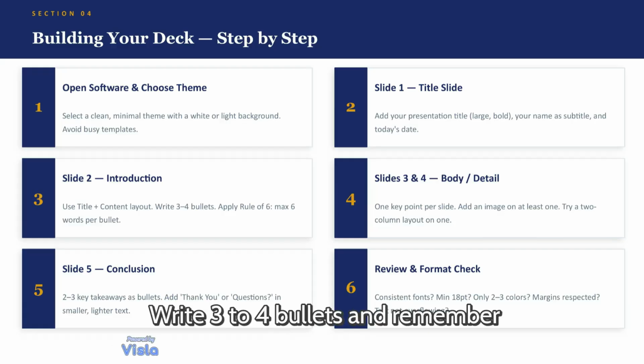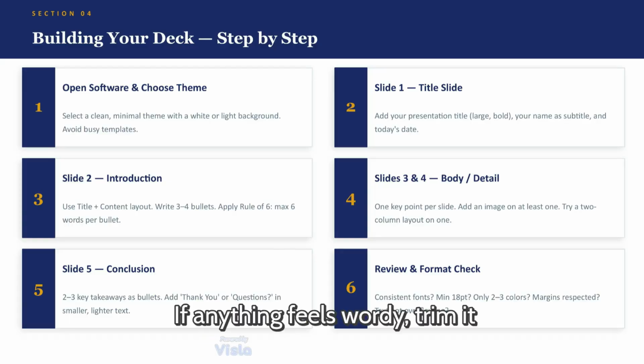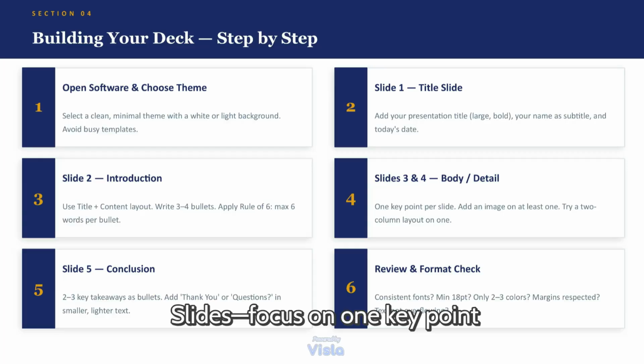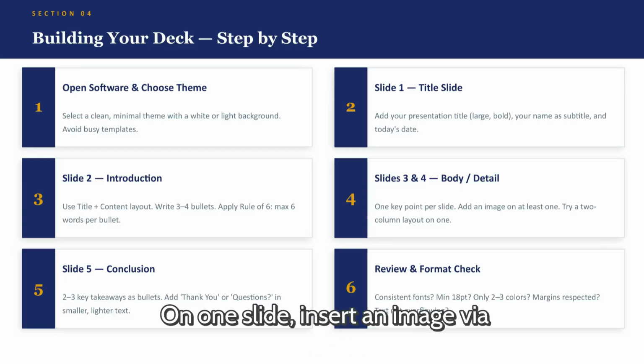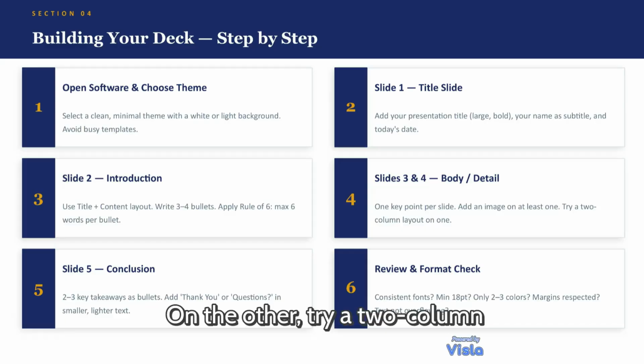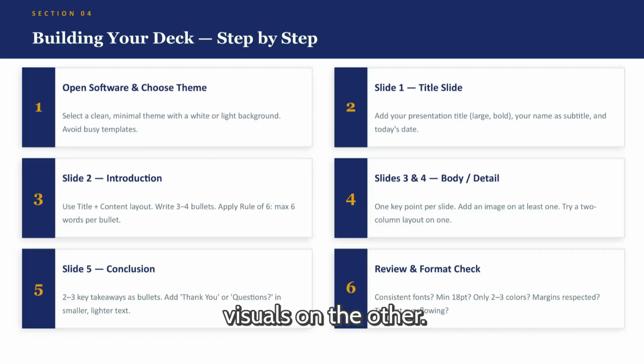Write 3 to 4 bullets, and remember the rule of 6 words max per bullet. If anything feels wordy, trim it down. Step 4, build 2 body slides. Focus on 1 key point each. On one slide, insert an image via Insert Image, resize it to fit, and on the other, try a 2-column setup with text on one side and visuals on the other.